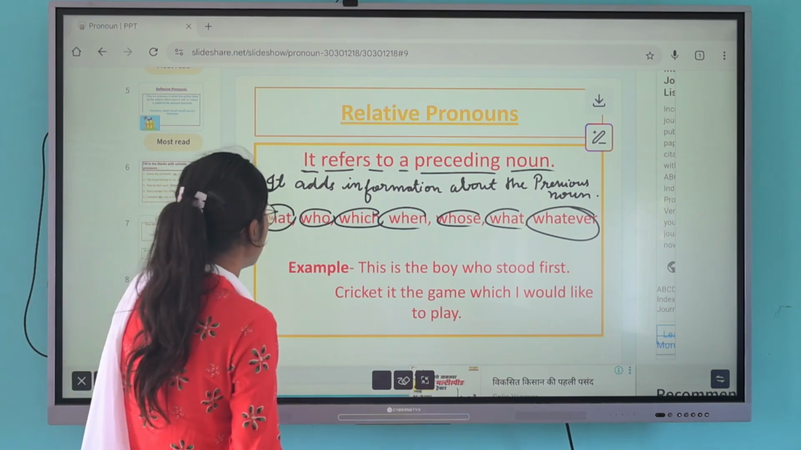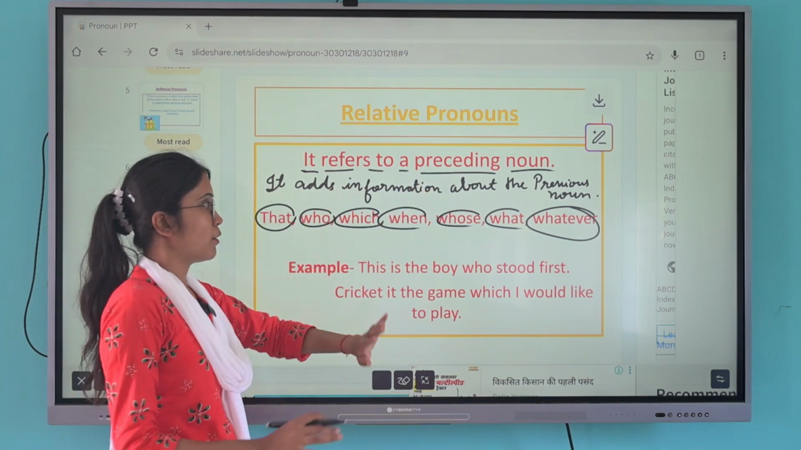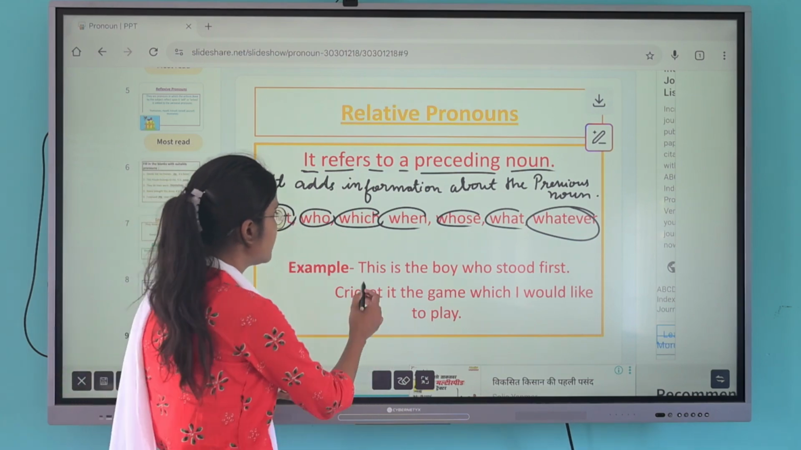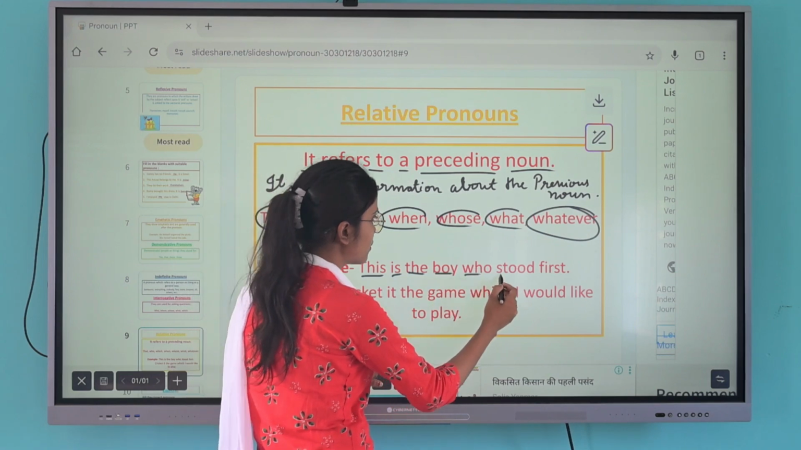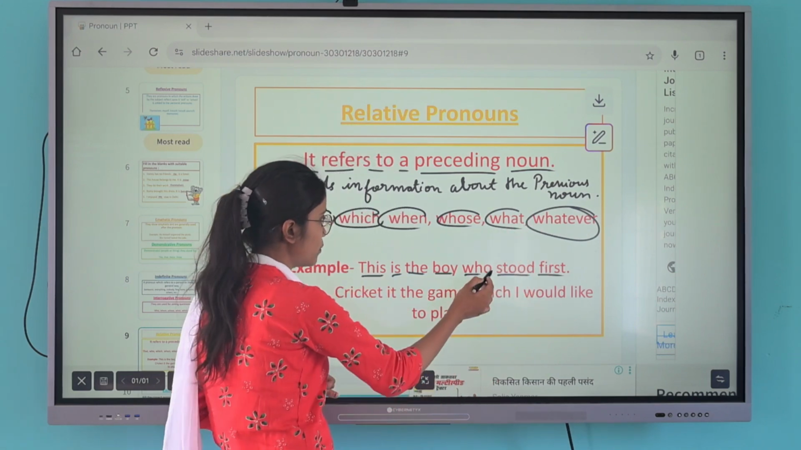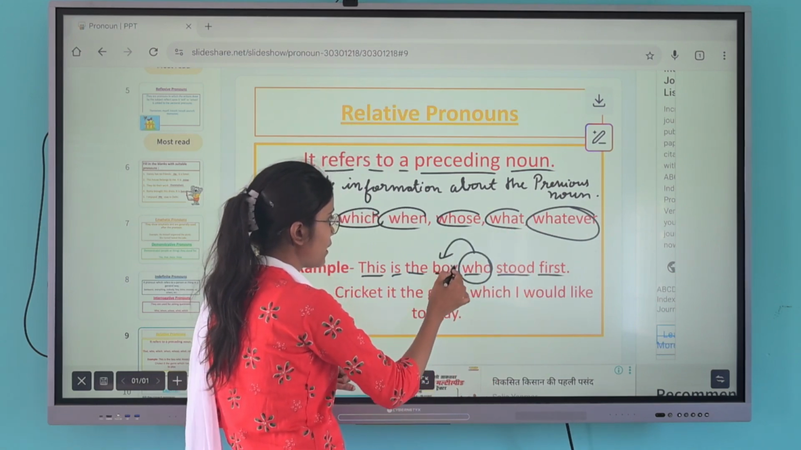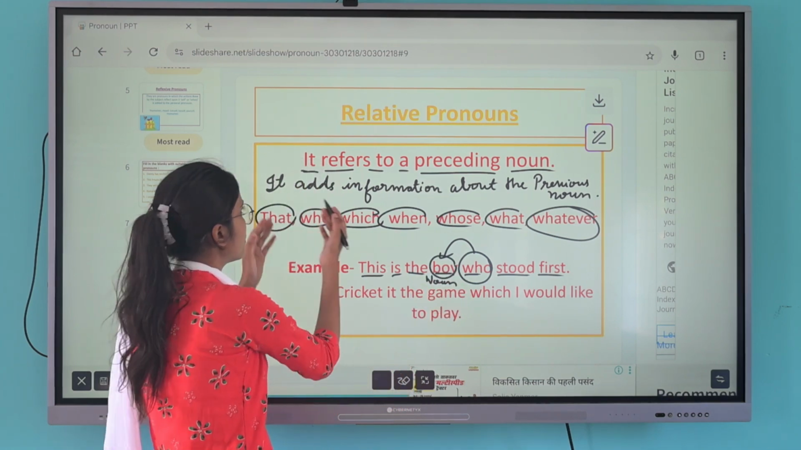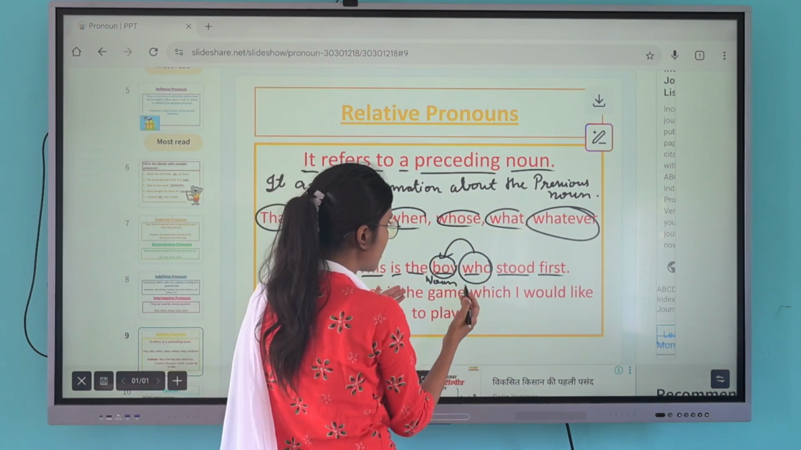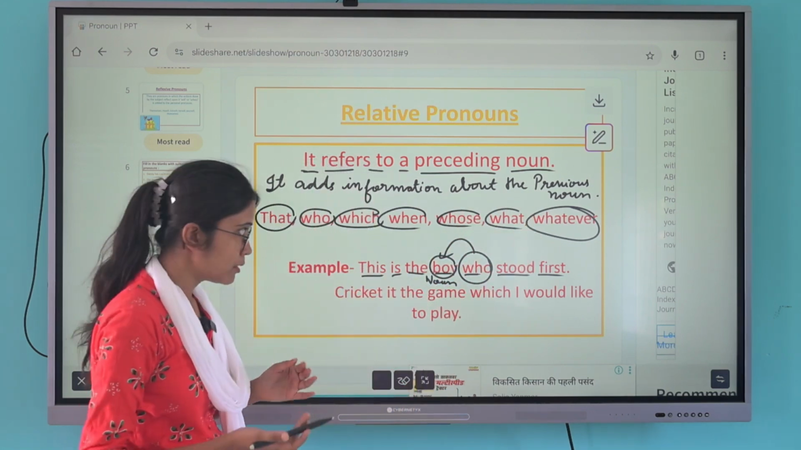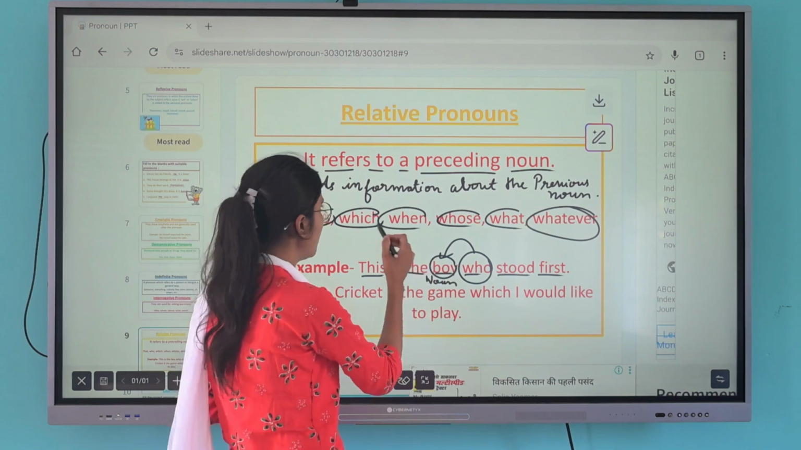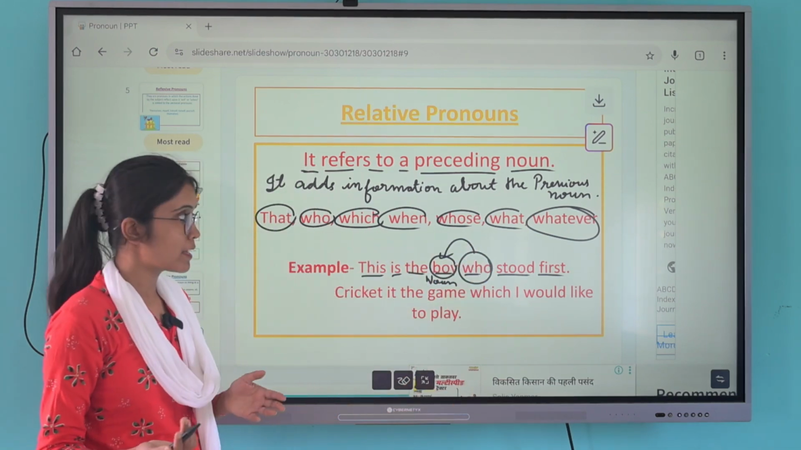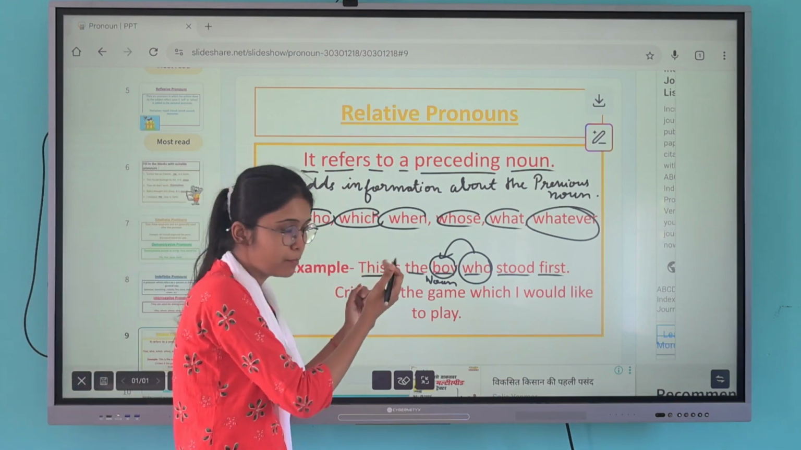Okay, so look, it adds information about the previous noun. How will you identify? Like, this is the boy who stood first. So who represents the boy, and boy is a noun. So boy is the previous noun. So it adds information about the previous noun. When we add information about the previous noun and place who, which, when, whose, what, whatever in the middle of the sentence, that is included in relative pronoun.